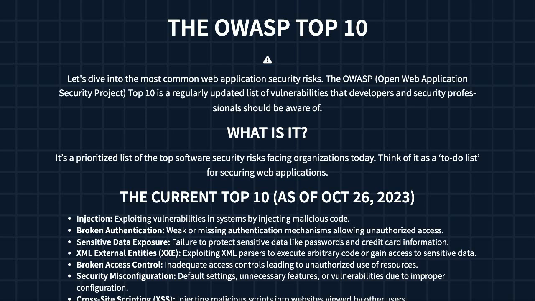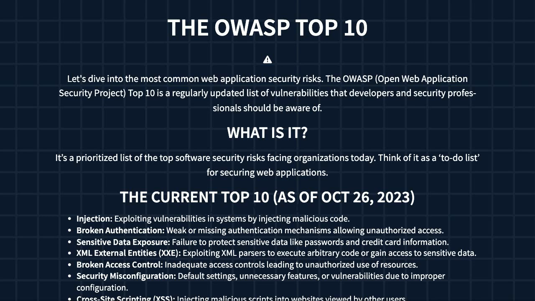broken authentication, if people can get in without proper logins, exposing sensitive data like passwords or credit card numbers; and then XML external entities, which is a tricky one. Next up, we have broken access control, basically not having the right safeguards in place to protect resources. Security misconfiguration, often due to default settings or poor configurations. Cross-site scripting, where malicious scripts sneak onto websites.